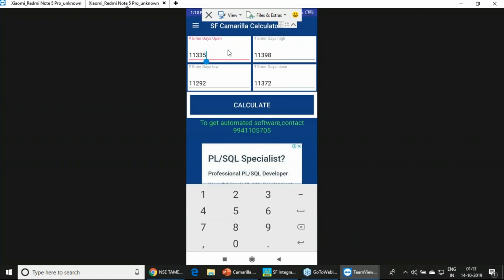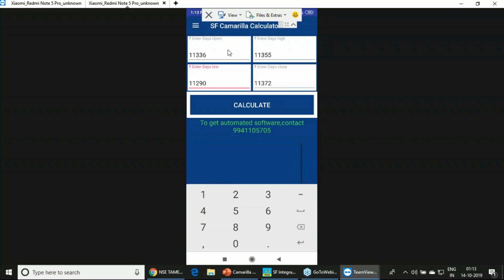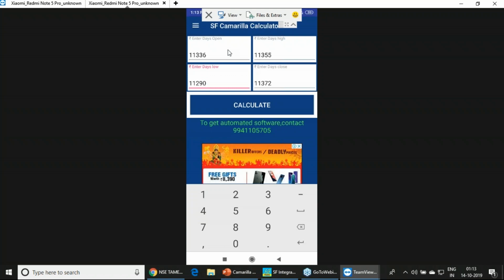Here I'm entering 11,336, the open. I am using the high of that candle, 11,355, and I am using the low of that candle, 11,290, and I am using the closing, 11,338.